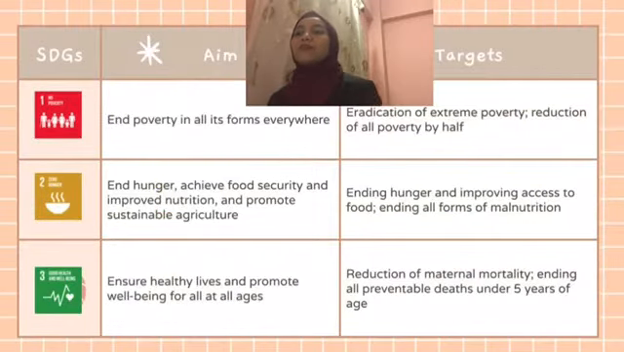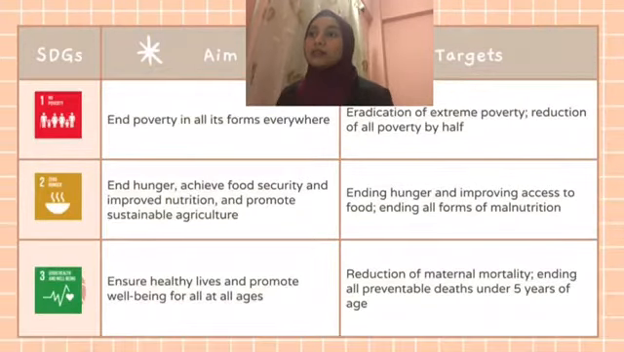So the aim of the first goal is to end poverty in all its forms everywhere. So how are they going to achieve that? So these are the targets for the first goal, which is the eradication of extreme poverty and reduction of all poverty by half.